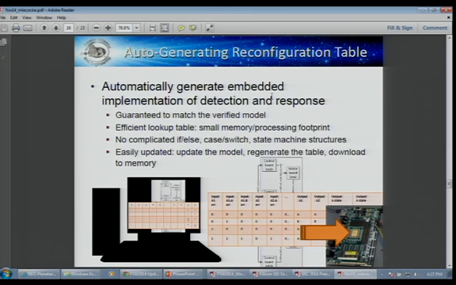And then, to me, as the embedded person, the most exciting part was that once we have this model in place, which we've now verified and run all of our permutations and proven that we have a path to success for any two-fault scenario, now I can automatically generate a very simple Boolean lookup table that I download to my actual target processor that's running on the spacecraft.